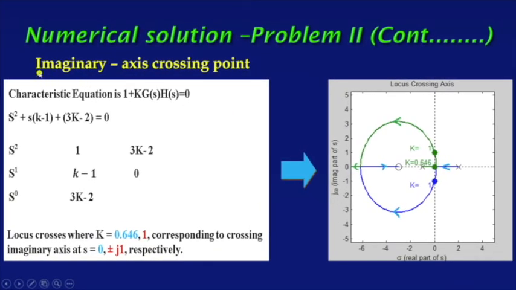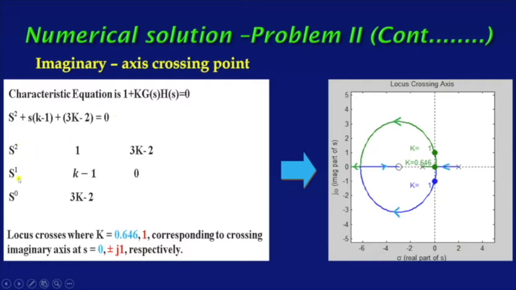Then find the imaginary axis crossing point. Taking the characteristic equation 1 + K G(s)H(s) = 0, the equation is s² + s(K − 1) + 3K − 2 = 0.